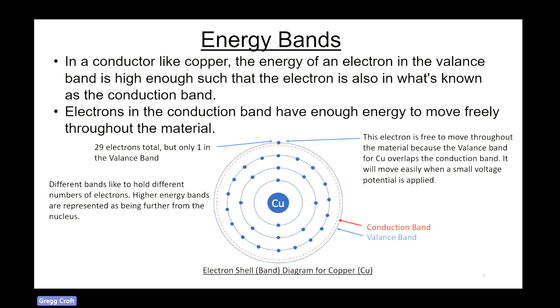If we look at this energy band diagram again, you can see there's only one electron sitting up here in the valence band. Everybody else is down in these lower bands, but that one electron up in the valence band is free to move around. If there was another copper atom right next door, it could shuffle over to that copper atom, no problem, because it has enough energy that it is considered up in the conduction band.